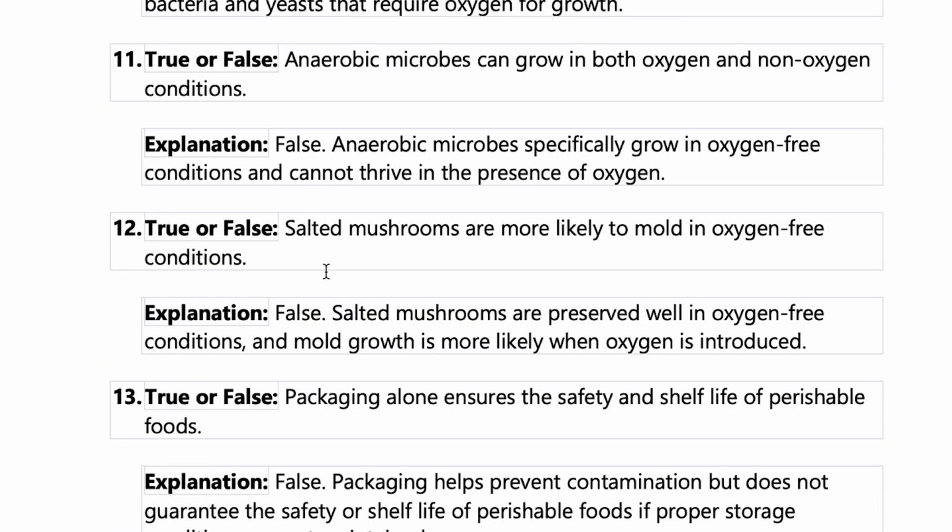Number 12, salted mushrooms are more likely to go moldy in oxygen-free conditions. It's false because we already know that salted mushrooms are sealed in a jar and are not in touch with oxygen, so they won't mold, and they will be preserved well in oxygen-free conditions.